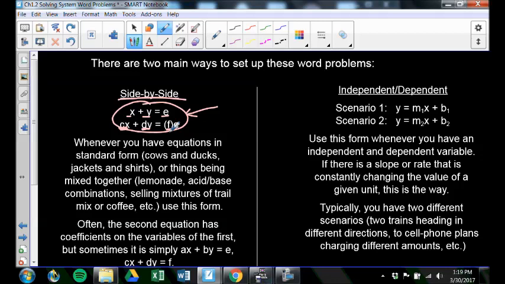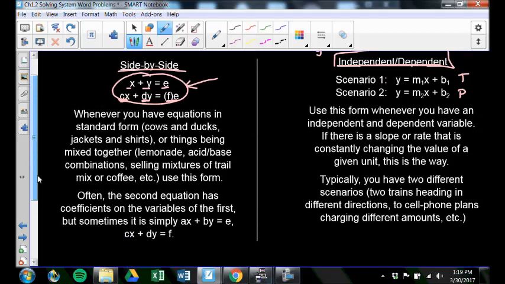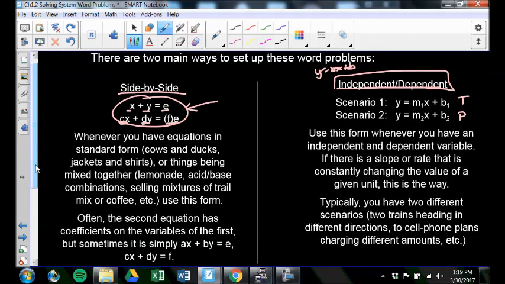If you have an independent or dependent variable, then there's usually two scenarios, like a Thomas scenario and a Percy scenario. Or like if we do Verizon and AT&T and compare their coverages, there'll be a Verizon scenario and an AT&T scenario. Whenever there's an independent variable, or like a slope or a rate or something that's changing all the time, you're going to use this setup, independent dependent, which is actually slope-intercept form, y equals mx plus b, over and over and over. I recommend you study these two slides and read them over. Very, very useful stuff here.